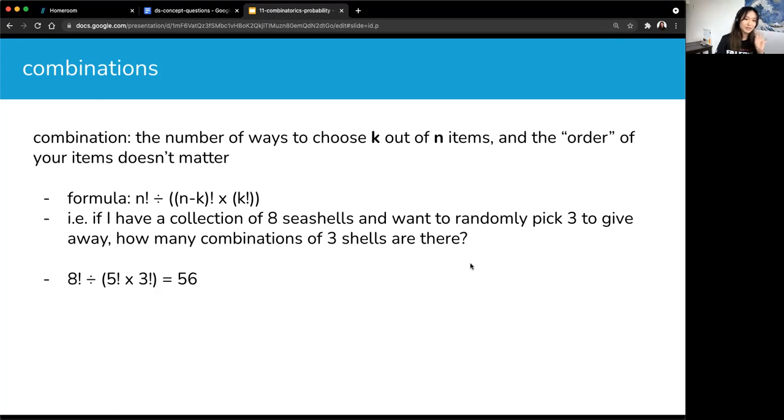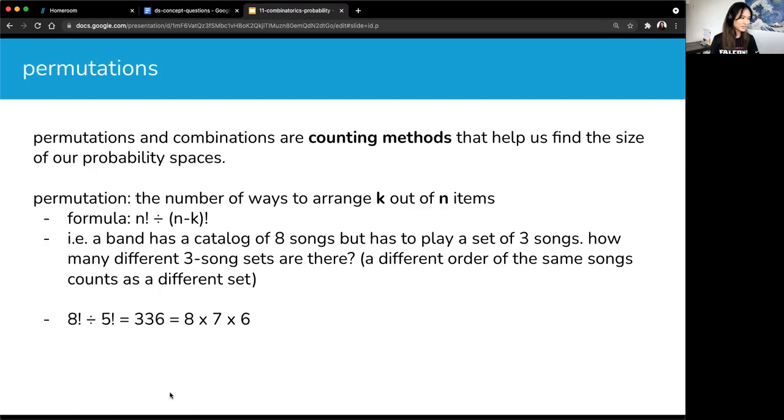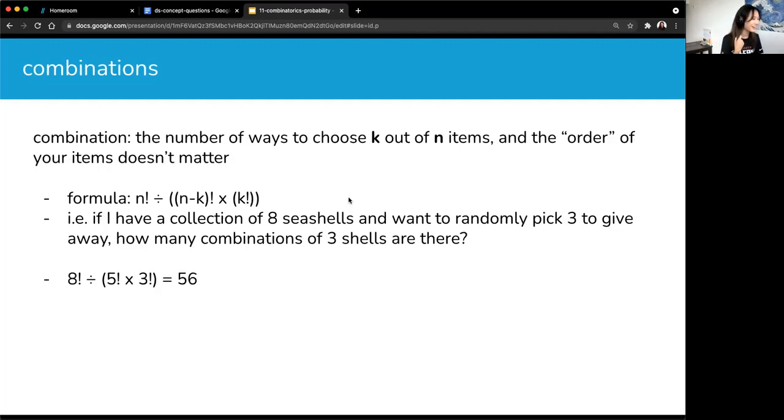So typically you'll see because the order doesn't matter, the number ends up a little bit smaller. Because order doesn't matter, if I said that each similar 3-song set in a different order counts as the same, your number will be smaller. That was not an English sentence, but I hope you understand what I mean.